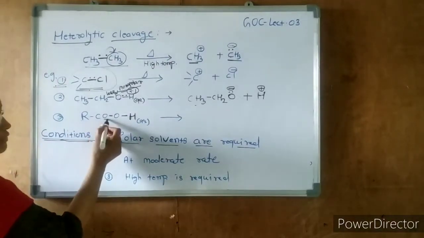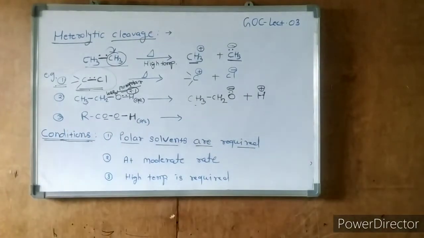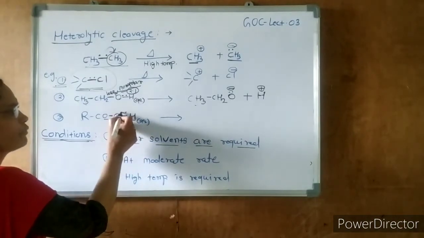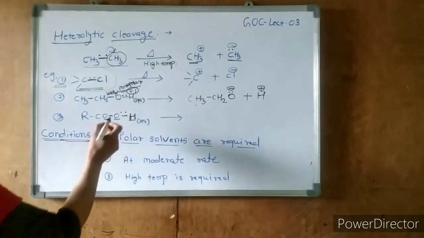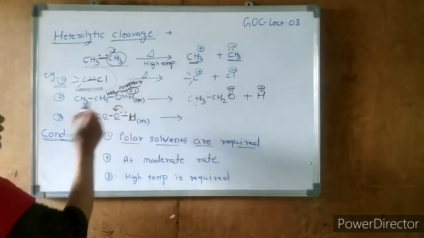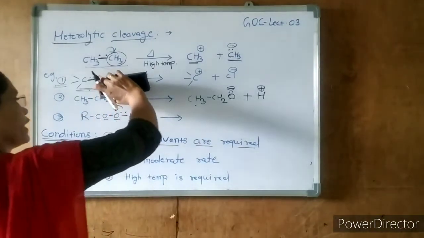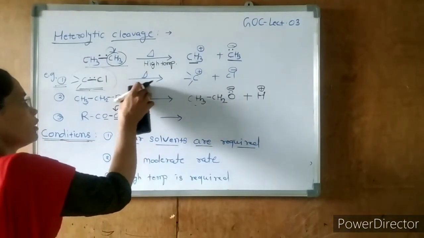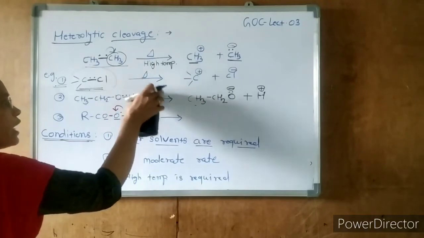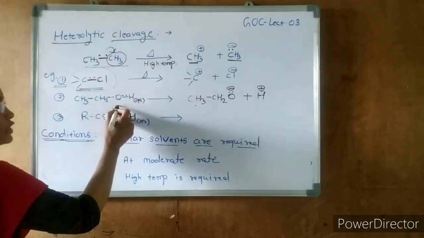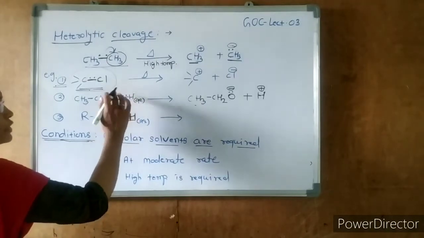Here there is no difference in electronegativity between oxygen and oxygen, and there is a difference in the electronegativity between the oxygen and the hydrogen. Again the same thing will happen here also. Both the bonded electrons get acquired by the oxygen atom. So the oxygen atom will acquire negative charge, and hydrogen will acquire positive charge.